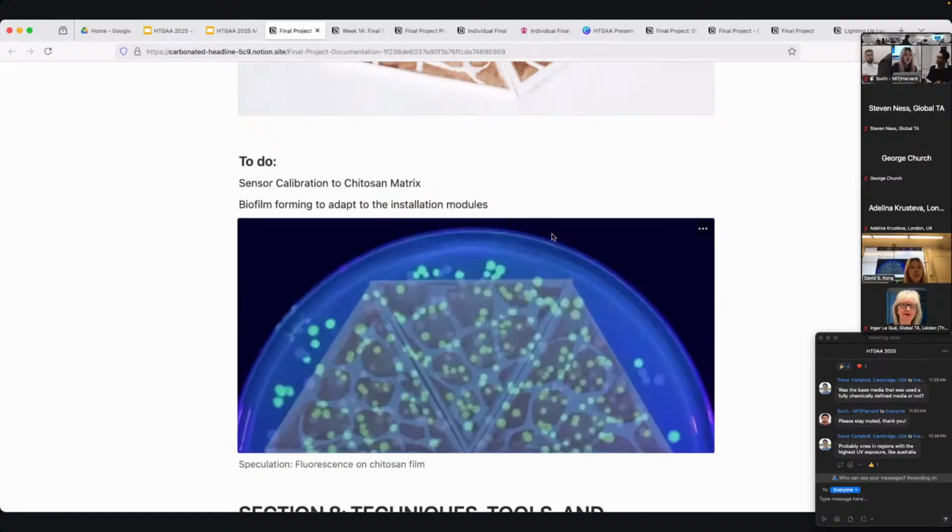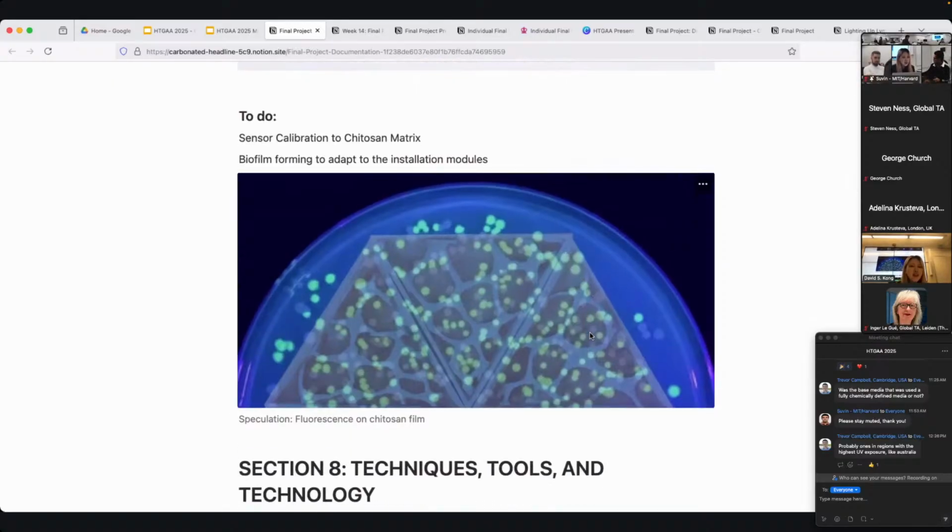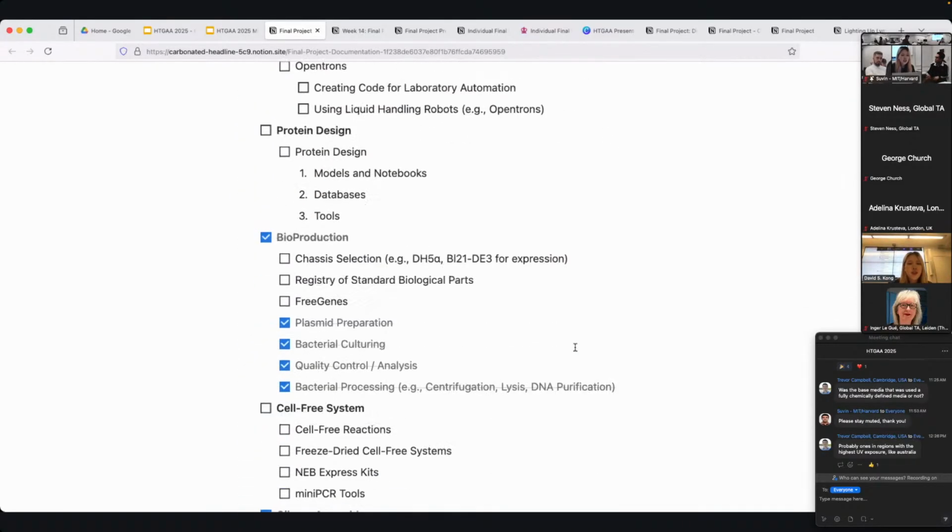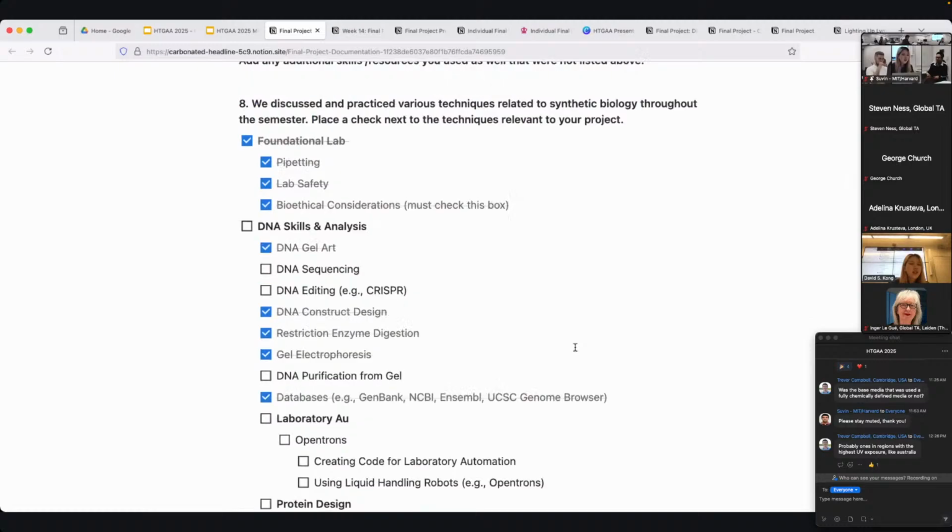So what I would do next is to calibrate the sensor to the chitosan matrix and to form biofilms that can adapt to the installation modules. And this is a speculation of how it might possibly look with the fluorescence on the chitosan film. And these are all the techniques I've used. That's all for now. Thank you, guys.